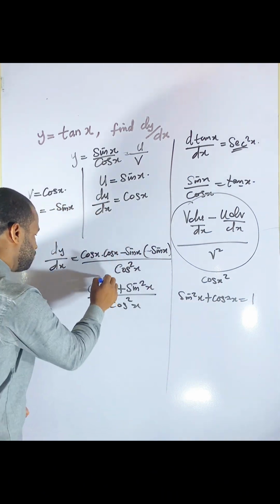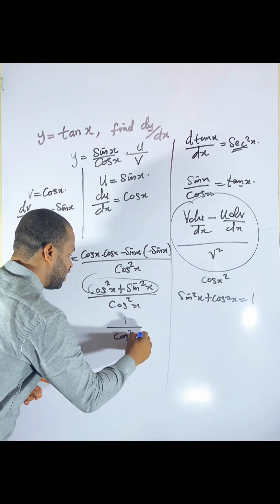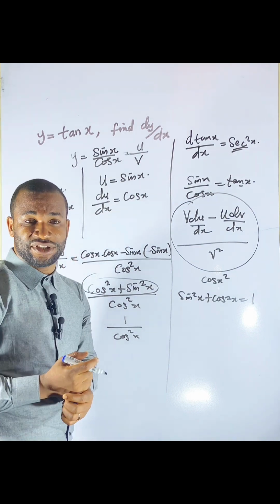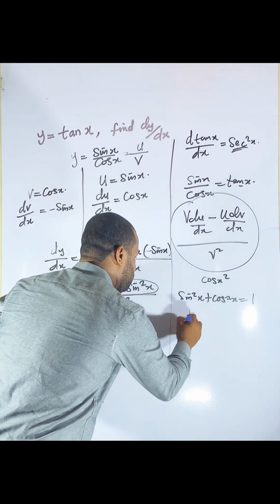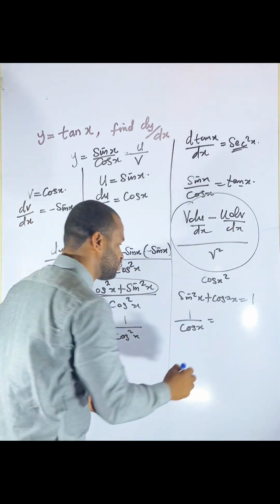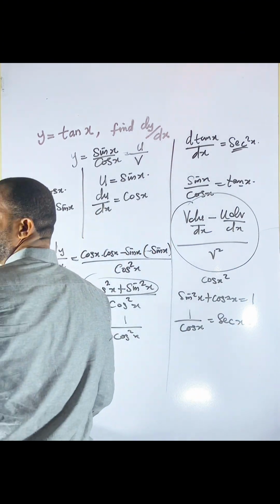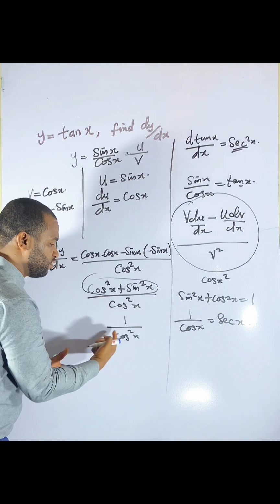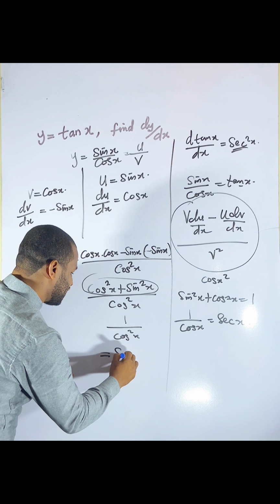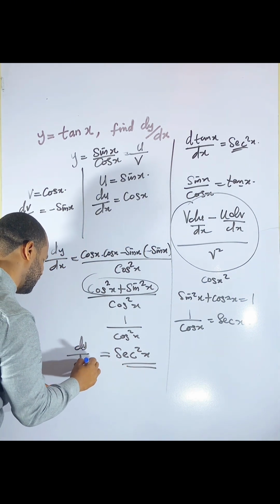In that case, I'm removing everything here. I'm putting 1 all over cos square x. Now remember, in reciprocal trigonometric identities, we say that 1 over cos x is not cosec, it is going to be equal to sec x. Since 1 all over cos square x is going to be equal to sec square x, and that is my dy dx.